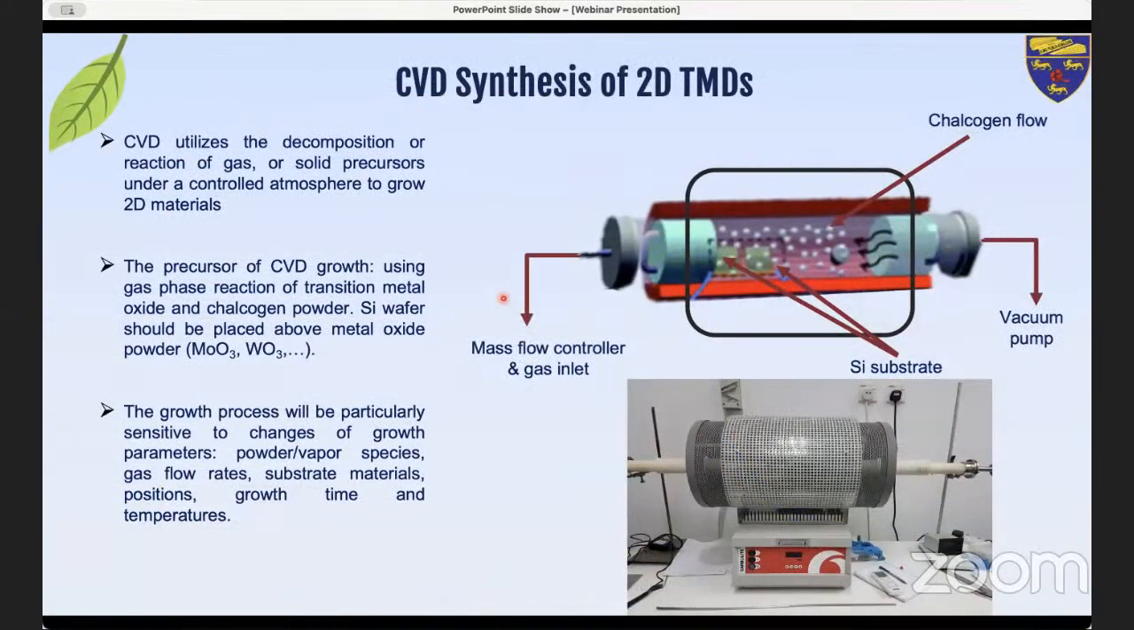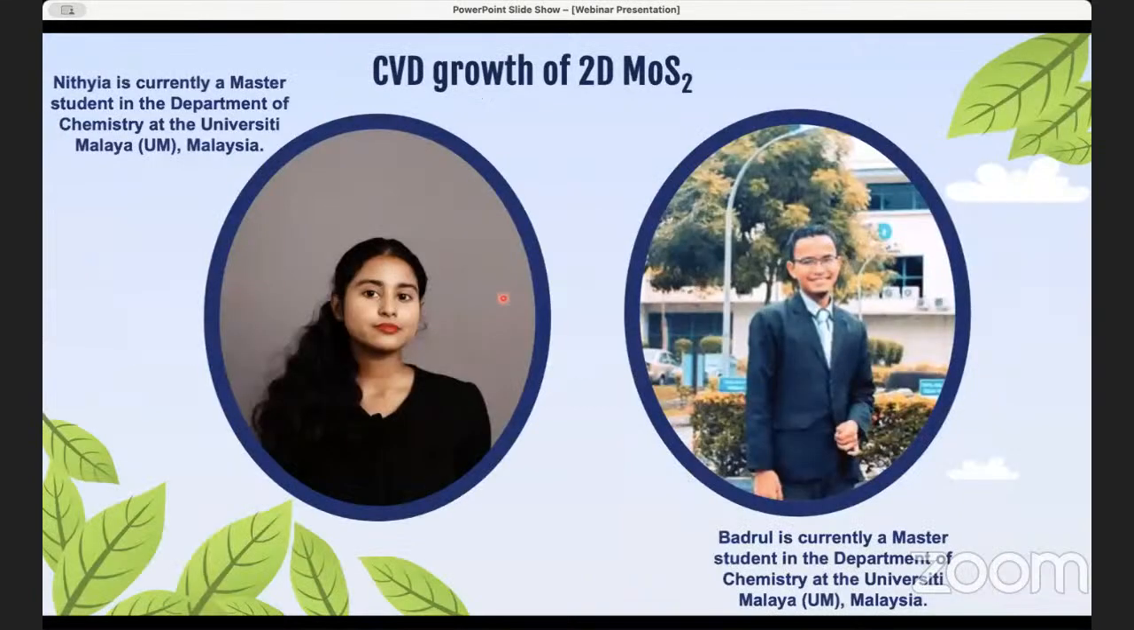Currently, my 2 students, master students Badrul and Nitya, are working on growing molybdenum disulfide using the CVD method in collaboration with Dr. Go in the physics department. We know that in the CVD method, we use oxide precursors like molybdenum oxide and sulfur. Then at high temperature, they evaporate and react, and the molybdenum sulfide is produced on the surface of the electrode. But I already mentioned that the CVD challenge is related to the purity of the composite.